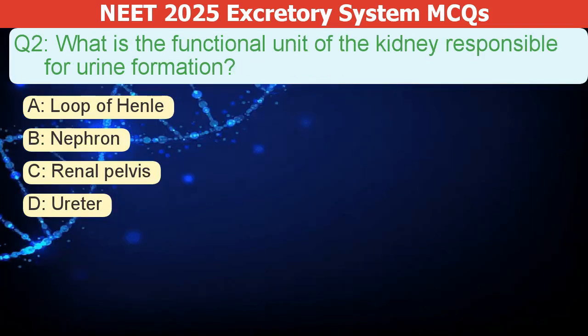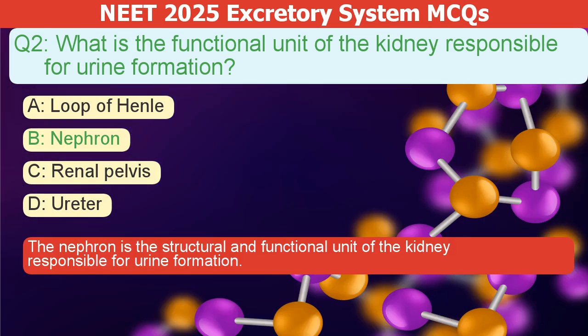What is the functional unit of the kidney responsible for urine formation? A. Loop of Henle. B. Nephron. C. Renal pelvis. D. Ureter. The correct answer is B. The nephron is the structural and functional unit of the kidney, responsible for urine formation.